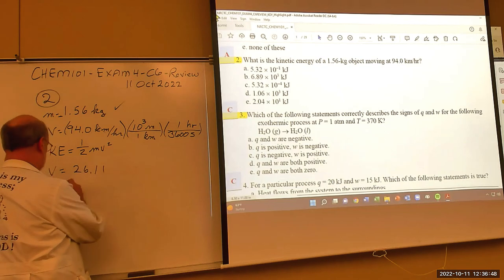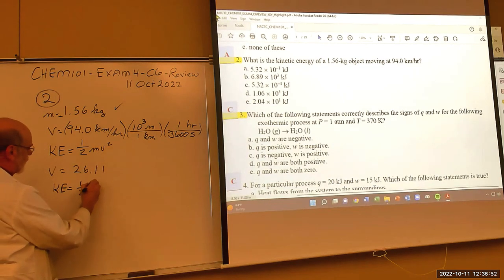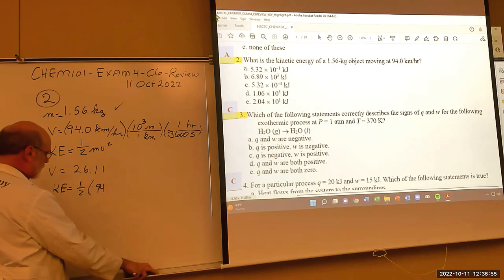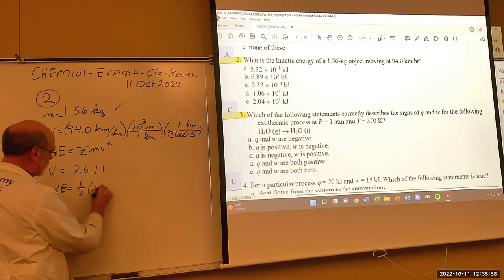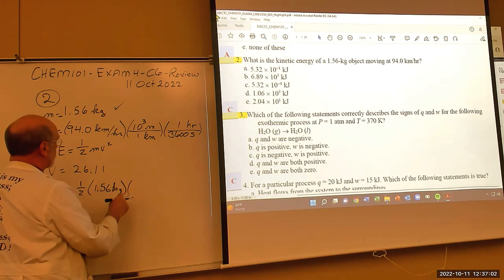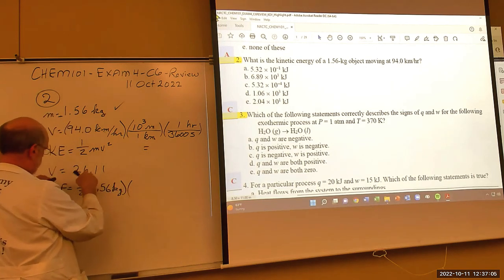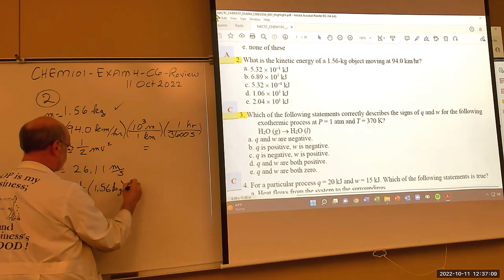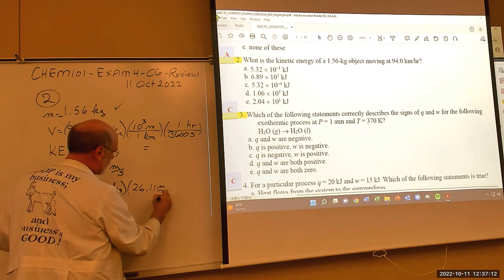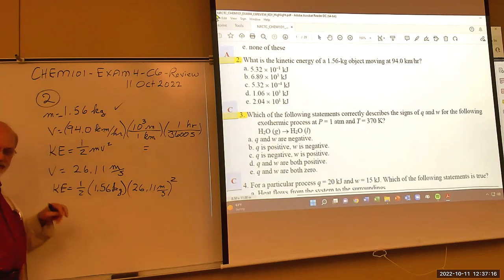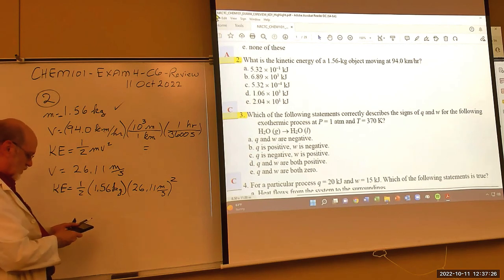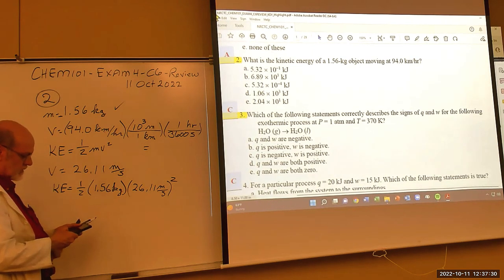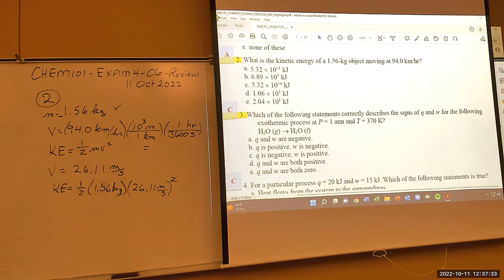So if velocity is that, then kinetic energy is 1/2 mass, 1.56 kilograms. And then we have to determine this one. Oh, we already did. Meters per second. 26.11 meters per second squared. Do not forget the square. Okay, so I've already got that one in my calculator. I'm just going to square it, and then times 1.56 and then divided by 2. So I get 531.796.